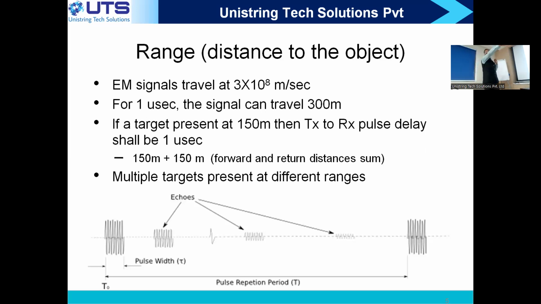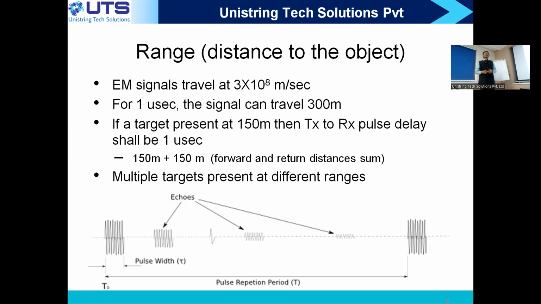So I send a pulse. The target is at 150 meters. The signal will go 150 meters up, 150 meters down. So when I compare the difference between the pulse when I emitted and the echo pulse when I received, it will be 1 microsecond. In radar, it's a thumb rule that is followed: 1 microsecond delay between transmit and receive is equal to 150 meters.